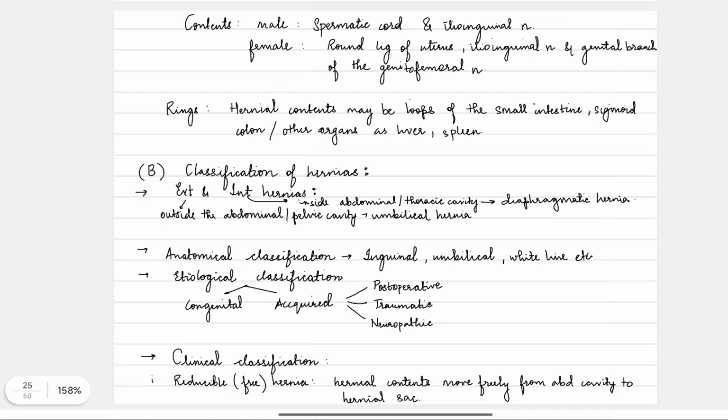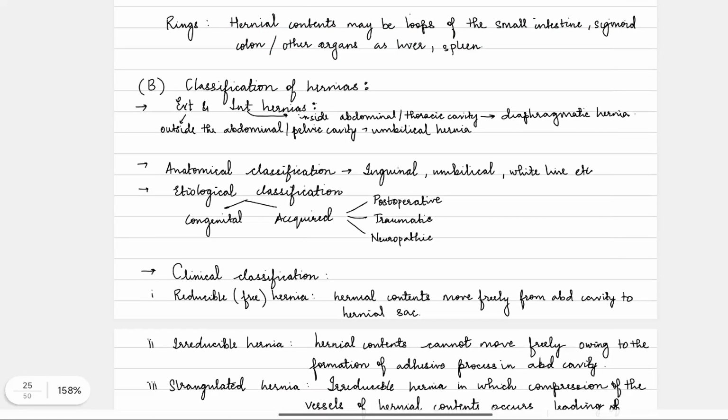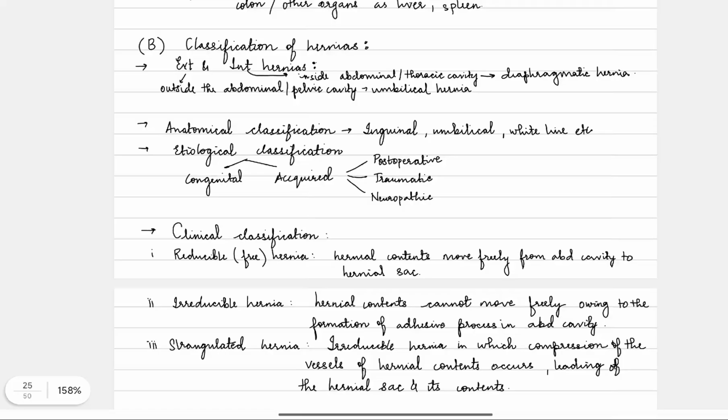Now, there are rings. Hernial contents may be loops of the small intestine, sigmoid colon or other organs such as liver or spleen. Now, what is the classification? First is external and internal hernia. External is outside the abdominal or pelvic cavity, such as umbilical hernia. Internal hernia is inside abdominal or thoracic cavity, which is diaphragmatic hernia.